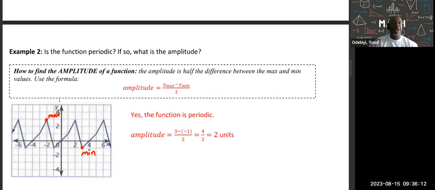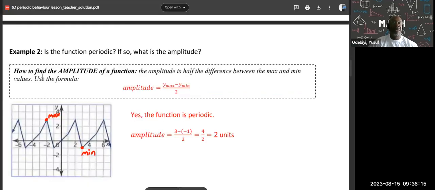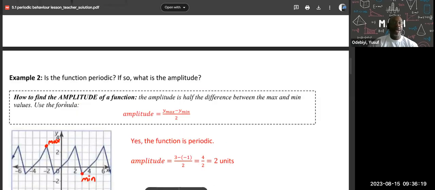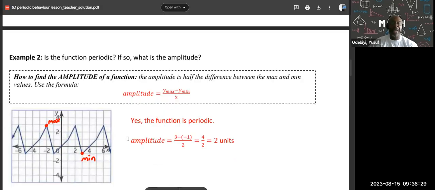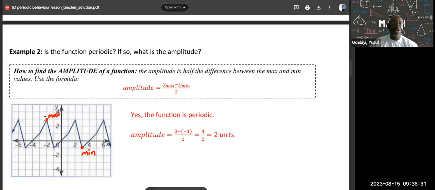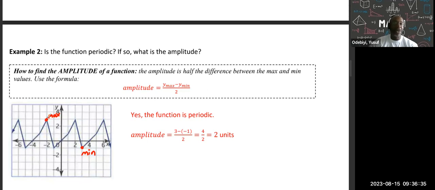Okay. So now amplitude, it says here, how to find amplitude. Amplitude is the half difference between the max and min. So you can see here, if I look at this, here's my max, here's my min, and then somewhere in between is the midpoint.